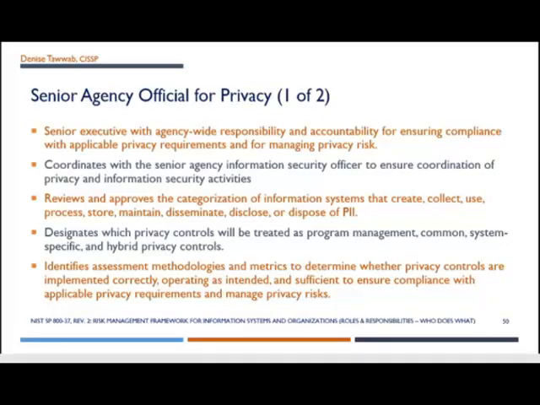They review and approve the categorization of information systems that create, collect, use, process, store, maintain, disseminate, disclose, or dispose of PII. They designate which privacy controls will be treated as program management, common, system-specific, and hybrid privacy controls. They identify assessment methodologies and metrics to determine whether privacy controls are implemented correctly, operating as intended, and sufficient to ensure compliance with the privacy requirements and manage privacy risk.